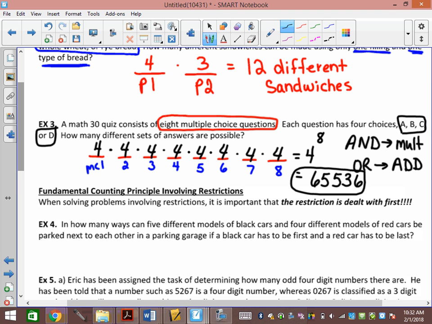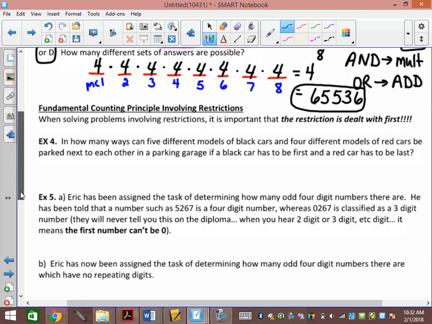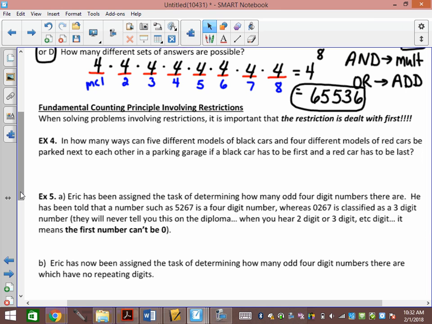Okay. Now, those ones were easy because there were no restrictions. Now we're hitting ones with restrictions. Fundamental counting principle involving restrictions.